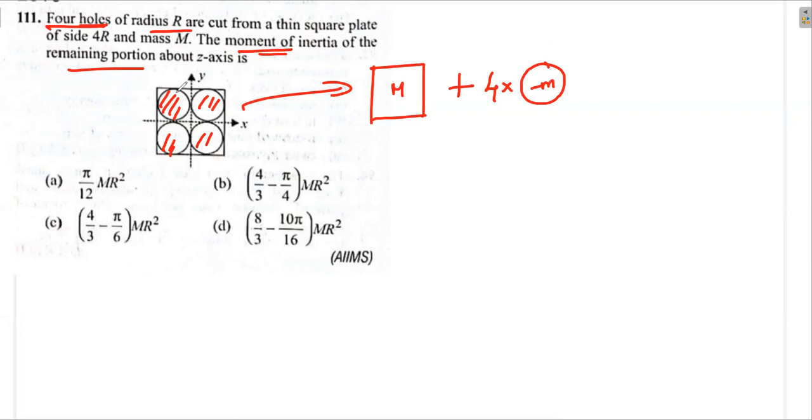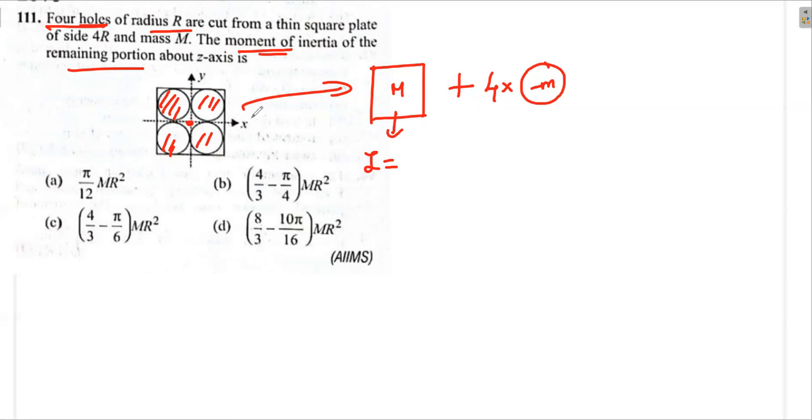So if I put them properly in this location, I'll get back this. So I'm going to split this remaining portion into one square plate of uniform mass plus 4 discs of negative mass, and then I have to properly find the moment of inertia. First, the moment of inertia for a square plate about an axis perpendicular to the plate. For NEET, you don't need it. Square plate you don't need, but yet okay.